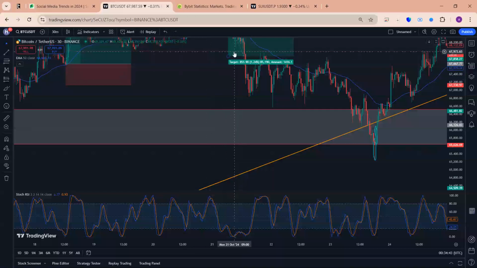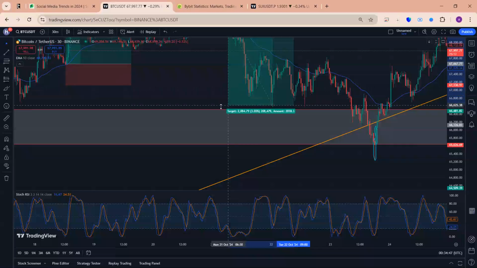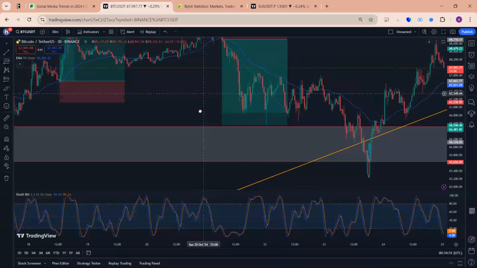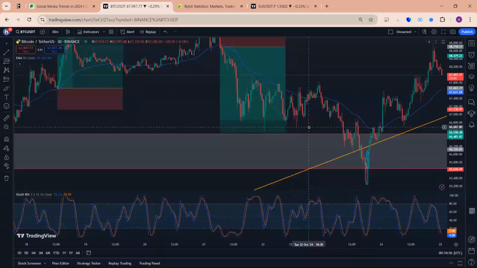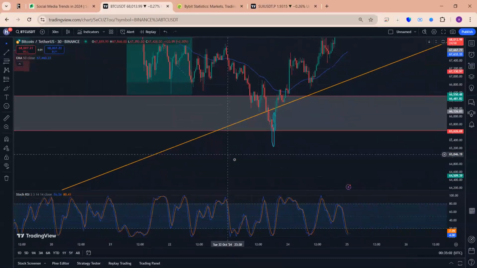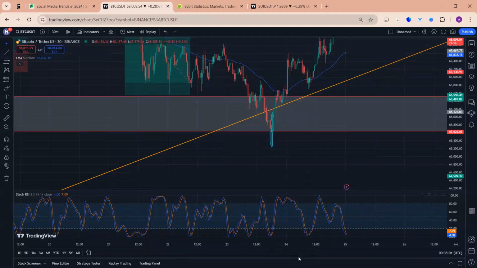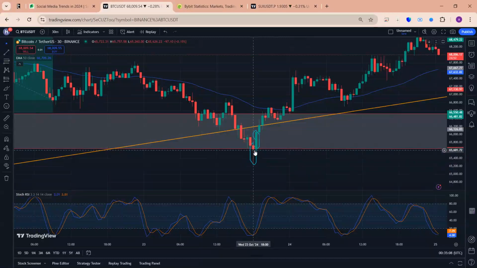Then what do I do? I draw it from that resistance back to my former support area. So I'll make my profit from this level back to this level, and I get out of the market again until I see another reason, which is here. You can see this hammer candle now. This is another opportunity. The moment I see this hammer candle, I know this is another long opportunity.